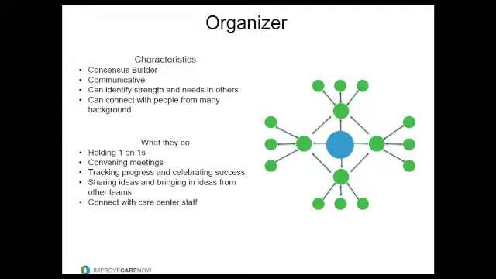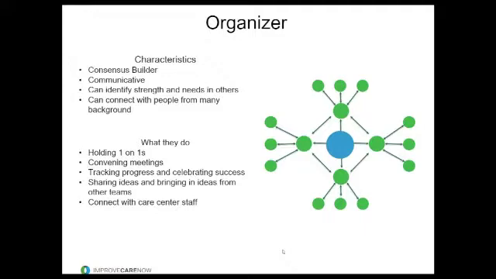So we're going to go over the archetypes again. This is the organizer. It is the blue dot in the center of the snowflake, and here are some things that successful organizers tend to have in common. They're consensus builders, they're communicative, they can identify strengths and needs in others, and can connect with people from many different backgrounds. And some of the things that they do: they hold one-on-one meetings with coordinators and team members and people outside the team to get new ideas and bring people together.